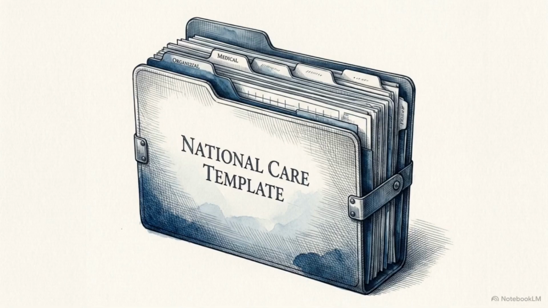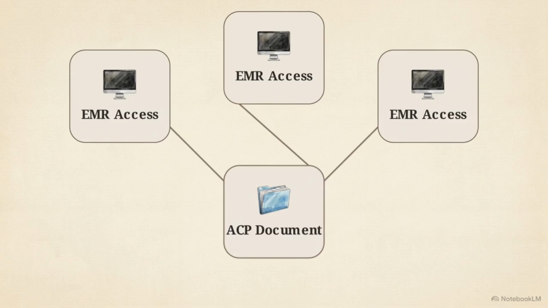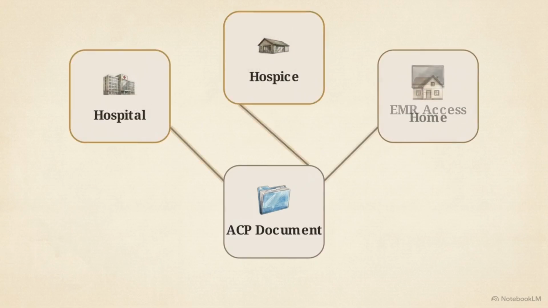To enforce these boundaries, the entire plan is recorded using the Uniform Vastloggen template. This standardized documentation ensures the plan is accessible across all electronic medical records whenever a patient moves from a hospital to a hospice or their home.